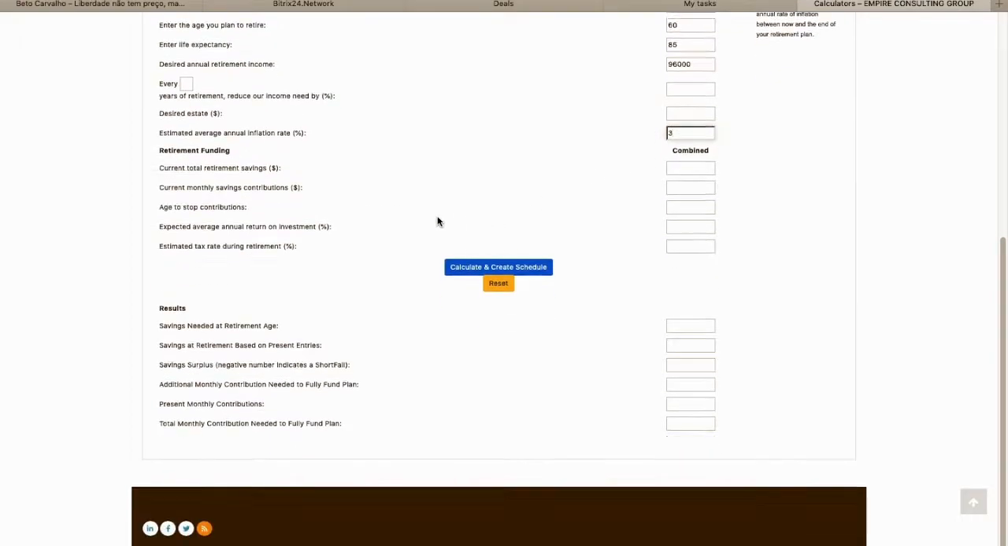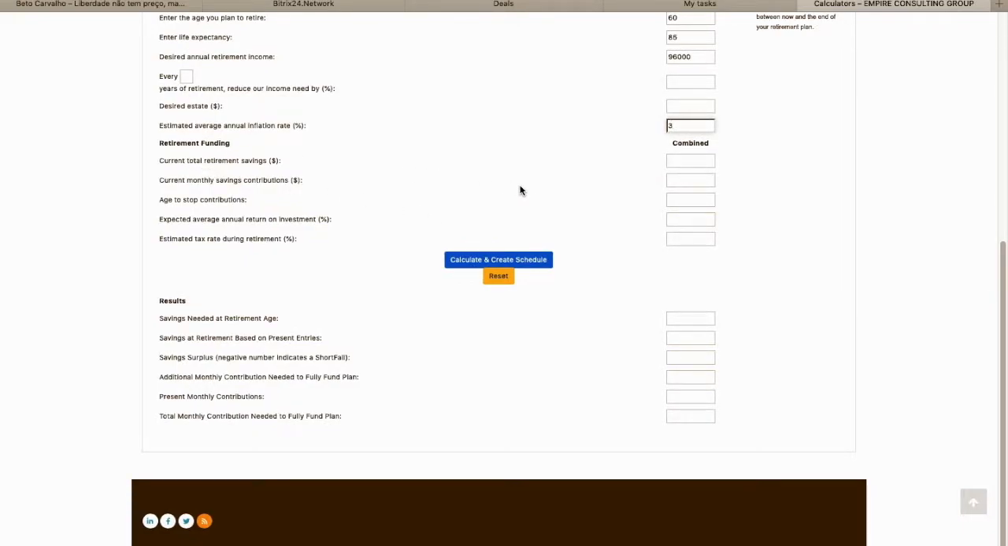Now we come down to our retirement funding. So we need to calculate the total retirement savings we have. This will not include liquid assets or money that wouldn't be invested. So for example, I'm not going to put any property related assets in here, but let's say my total accumulated wealth is $350,000. Current monthly savings contributions, this is how much I can actually afford to be saving. So let's say that I save $2,500 a month. And the age that I will stop contributing will be age 60 when I retire.